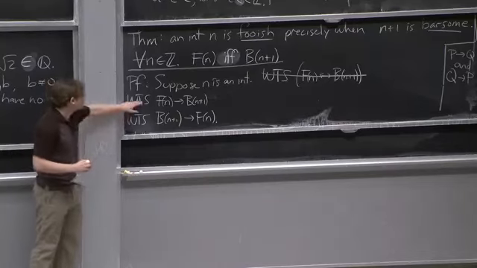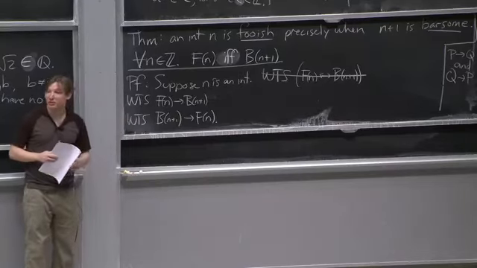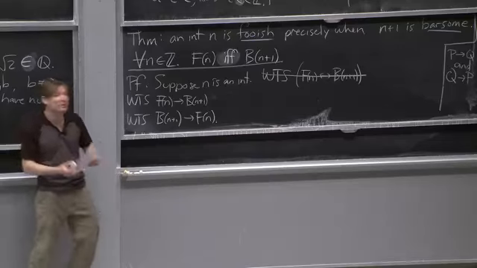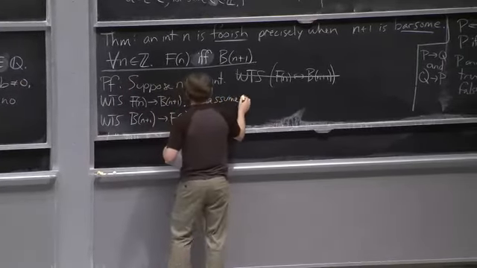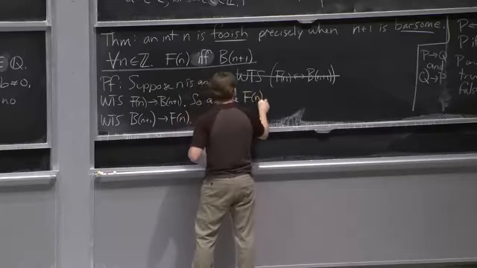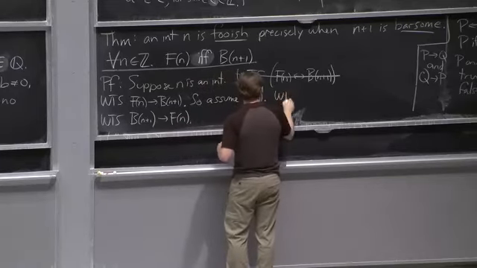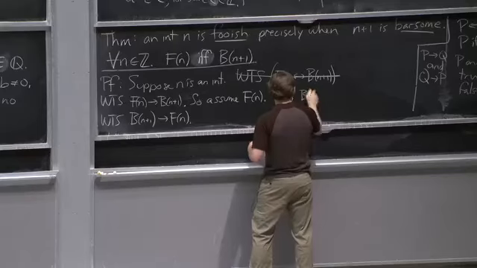OK, well, now we're trying to prove implications. We know how to prove implications. Let's use a direct method for each of these. So assume F(n) is true. Now we want to show B(n plus 1).